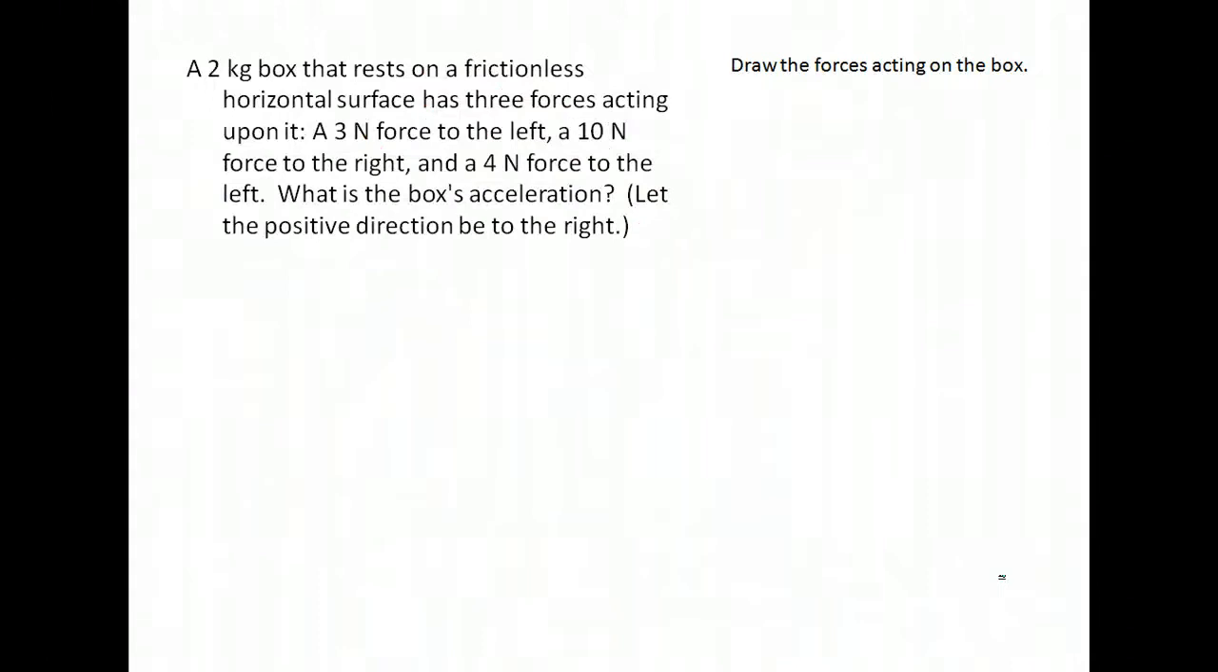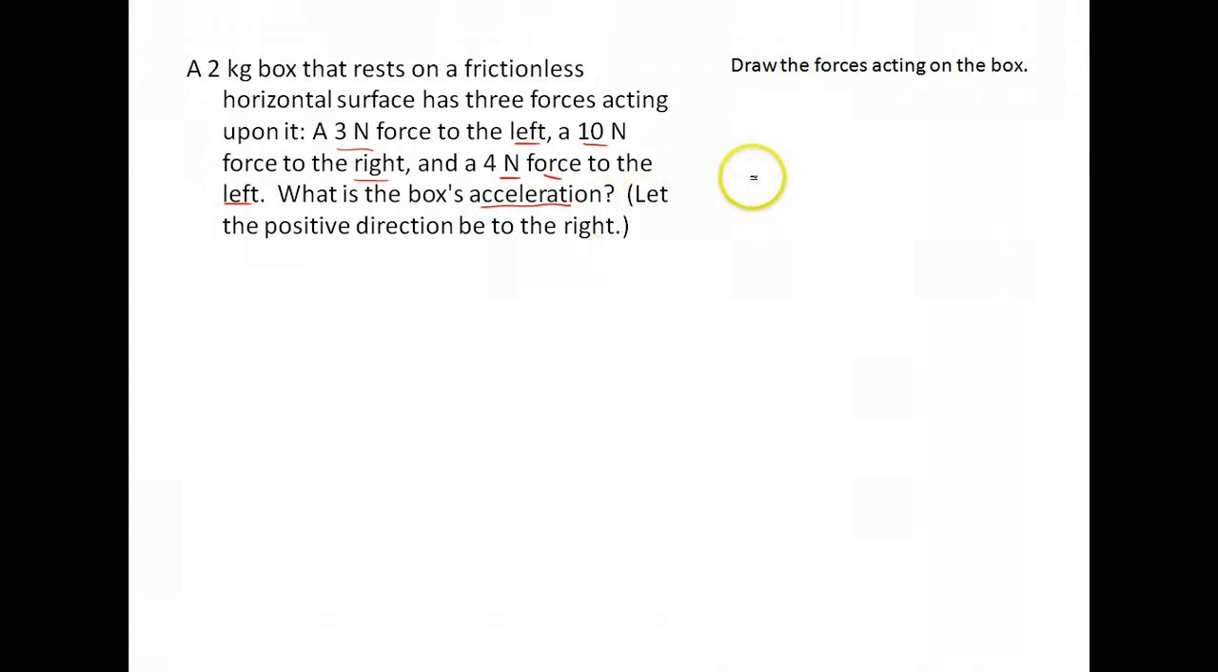So let's look at number 7 now. While reading number 7, you can see that we're going to have to do a free body diagram. So let's read through it. It says a 2-kilogram box that rests on a frictionless horizontal surface has 3 forces acting upon it. A 3 Newton force to the left, a 10 Newton force to the right, and a 4 Newton force to the left. What is the box's acceleration?